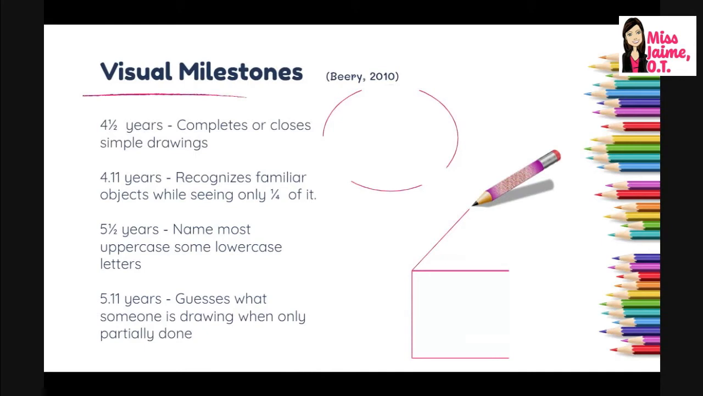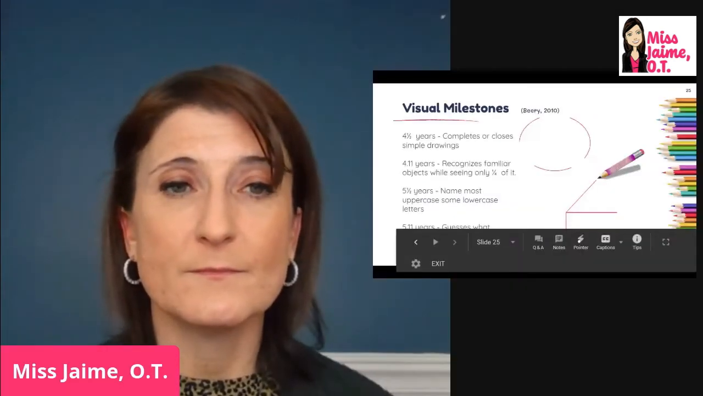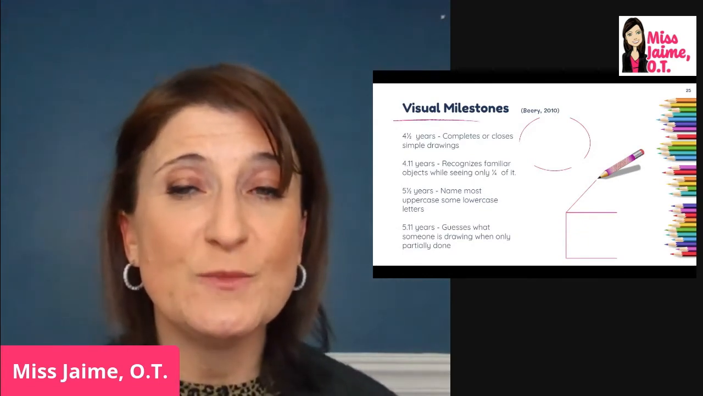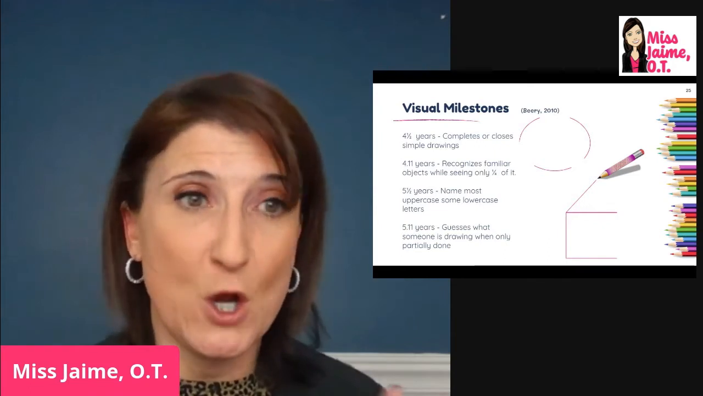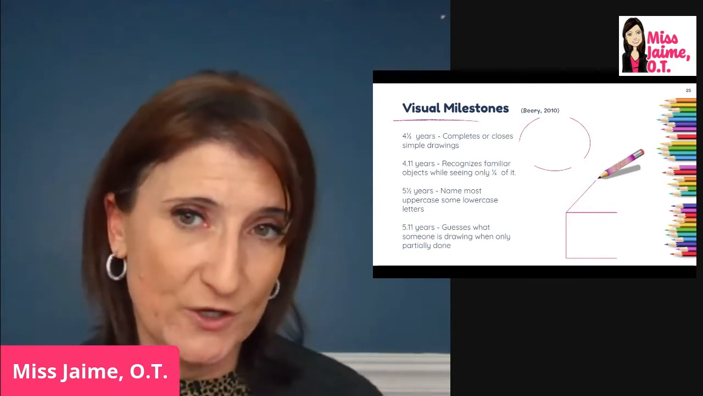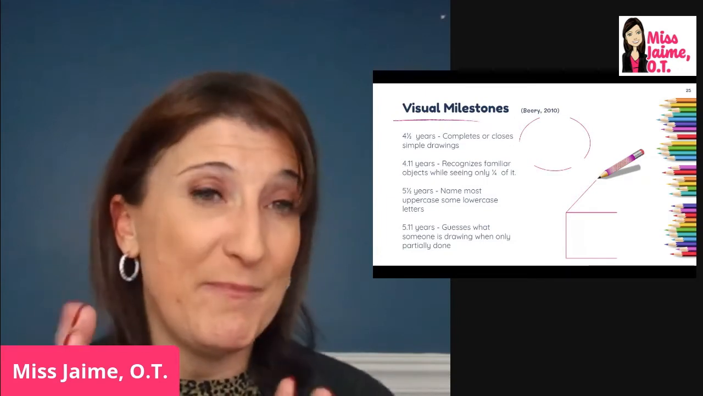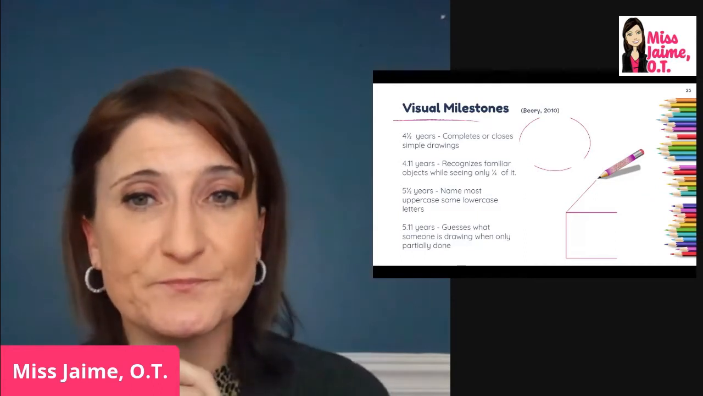We're going to talk a little bit about visual milestones because this also plays an important part in handwriting. By 4.5 years, children should be able to complete or close a simple drawing if they know what it is. So for example, I have this circle here. By 4.5, our kids should be able to recognize that maybe that it's a circle that isn't finished, and they should be able to finish it.